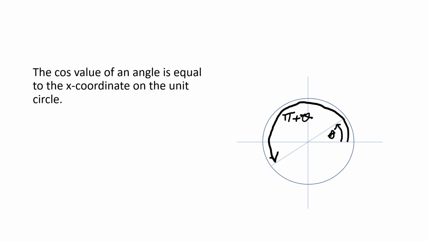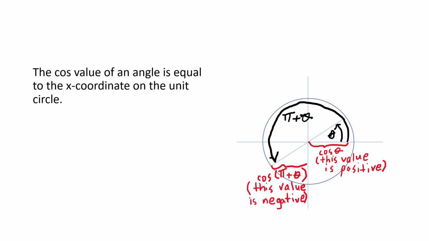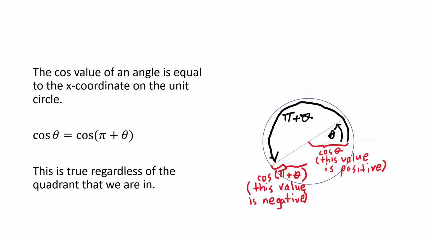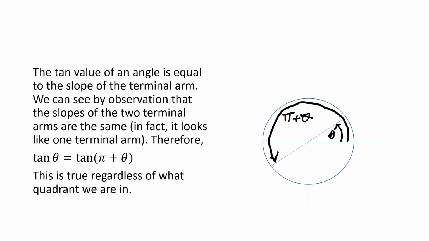Now let's look at the cosine of theta. The cosine of theta is equal to the x-coordinate of the terminal arm, and that's going to be a positive number. The cosine of pi plus theta will have the same magnitude, but it'll be negative because x is negative in that quadrant. And so we can see that the cos of theta is equal to, and this should say negative, little typo there, negative the cosine of pi plus theta. Okay?